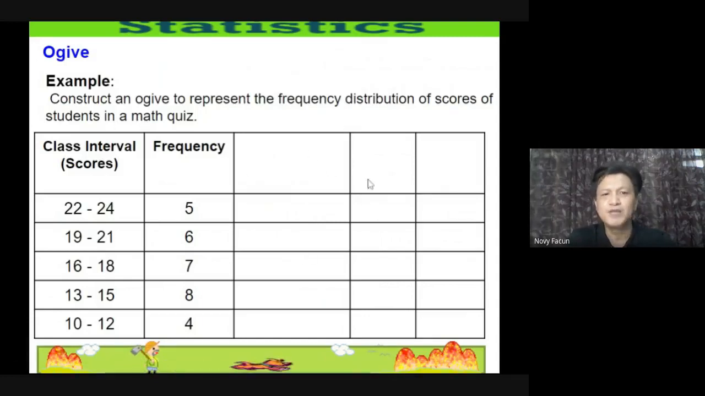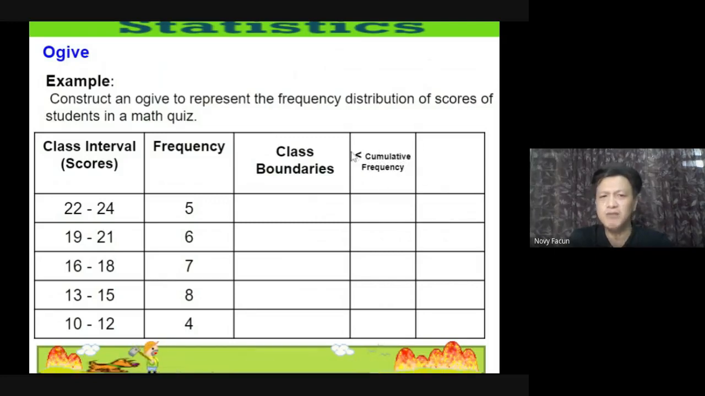Okay, we can now construct an ogive to represent the frequency distribution of scores of students in a math quiz. Kung mapapansin ninyo, meron tayong 5 columns. Ibig sabihin, hahanapin muna natin yan before you draw the ogive. So given yung kanyang class interval, tsaka yung frequency, hahanapin natin yung class boundaries, yung less than cumulative frequency, tsaka greater than cumulative frequency. Kasi yun yung kailangan natin, yun yung coordinates natin mamaya.